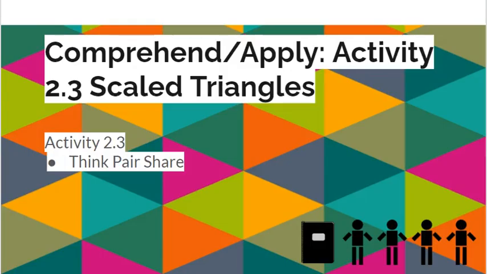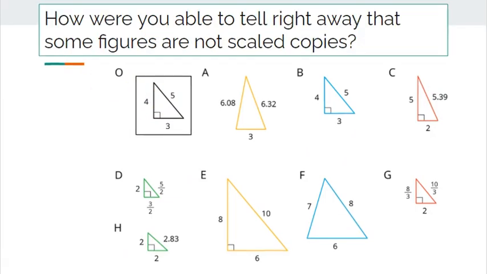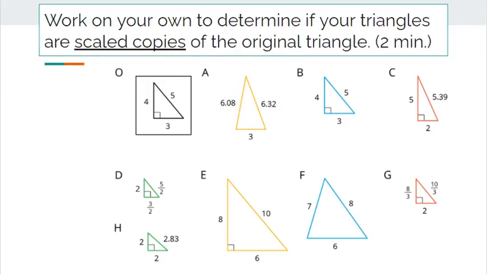Okay, now I'm going to have you do the same sort of thing with triangles. So on that same page that you were just on, you should be able to scroll down a little bit and see this next part. And you need to determine which of these, if any, are scaled copies of O, and decide which ones are not scaled copies. So which ones are scaled copies and which ones aren't?